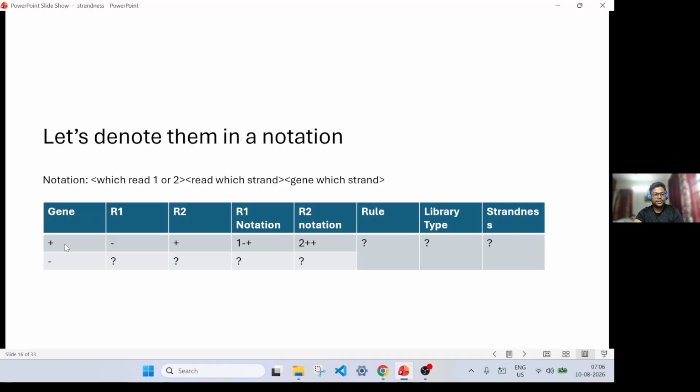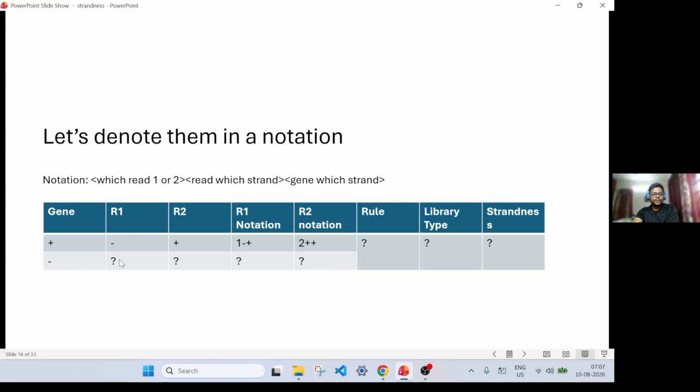So in the first row, you see our gene was on the plus strand, and R1 matched with the negative strand. So we write the rule: read 1 was in the minus, but the gene was in the plus. So 1 minus plus, whereas the second read matched with the same strand as the gene. So we get 2 plus plus. So you will see that this will ultimately be the first-stranded rules. Okay, so now let's take an example.